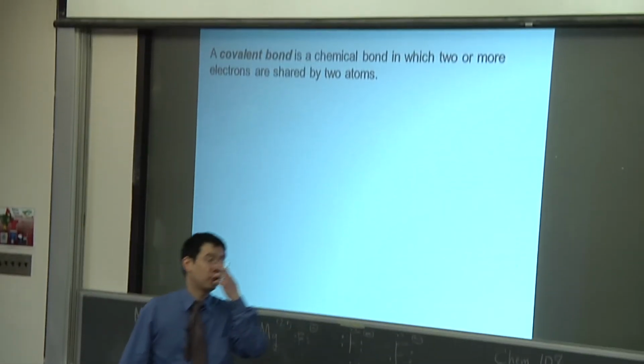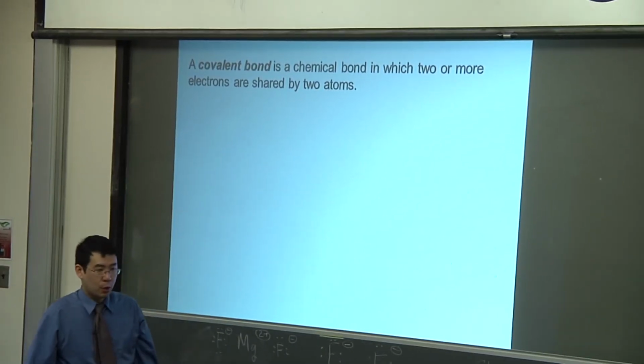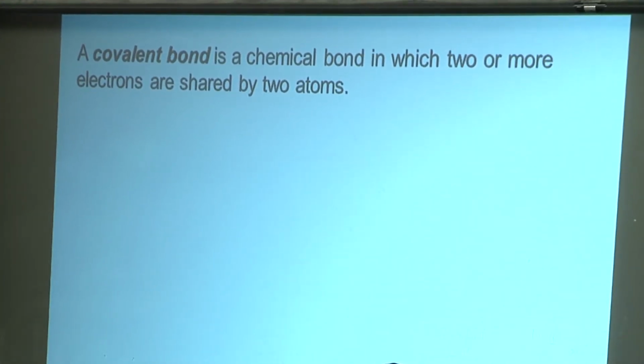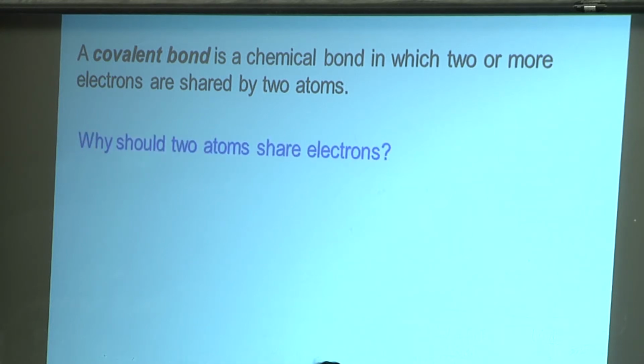Okay, so ionic bonds and covalent bonds. A covalent bond is a chemical bond in which two or more electrons are shared by two atoms. In an ionic bond, you get a transfer of one or more electrons. In a covalent bond, you get sharing of electrons. And so why should two atoms share electrons? Well, let's look at F and F. And we know that fluorine exists as F2, right? That's something we learned way back when we learned about which elements are diatomic.